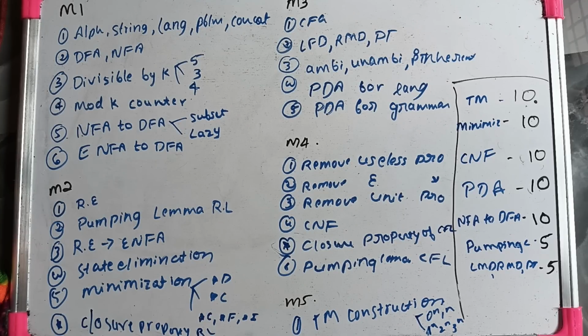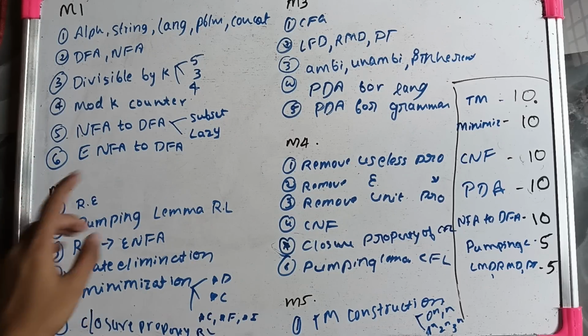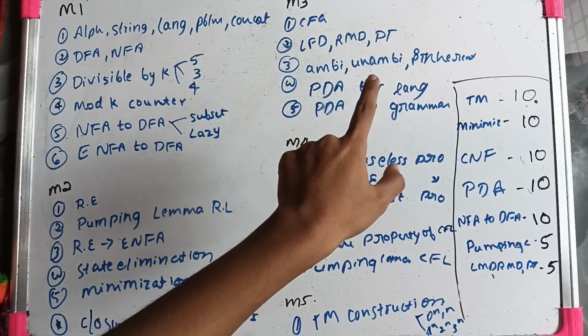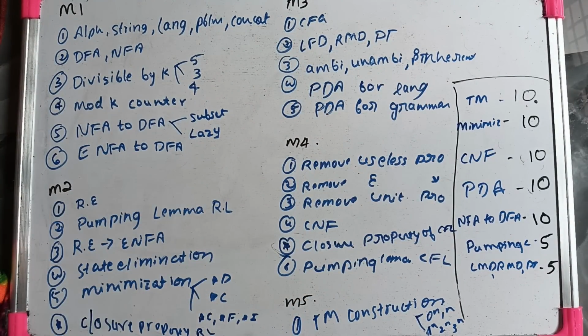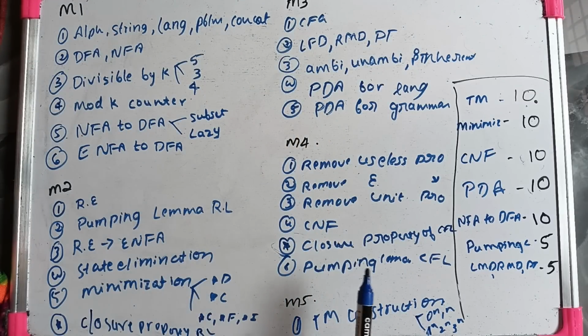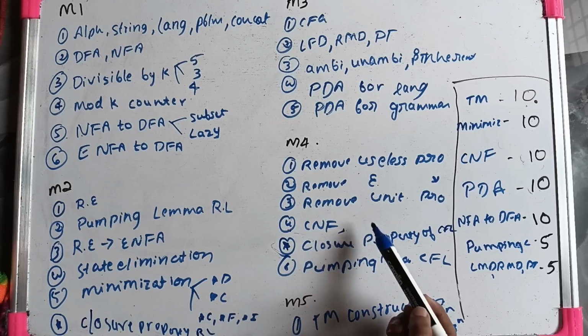For definitions, first in module 1 you need to study what is DFA and what is NFA. Okay. Next, what is epsilon NFA. In module 2, what is regular expression and define pumping lemma, that's all. In module 3, define CFG and define LMD, leftmost derivation, RMD and parse tree, and what is ambiguous, unambiguous grammar. Next, define PDA.